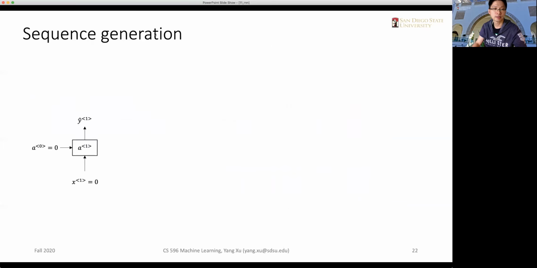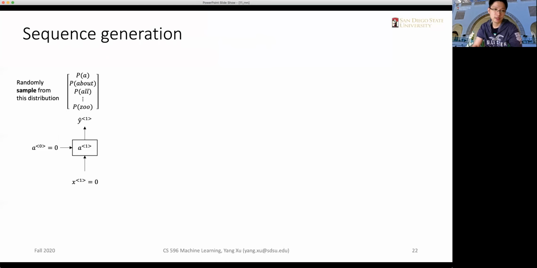So if we look at what a language model can do, it can help with sequence generation. For example, when the language model is trained, we can use some initial inputs to generate the first word. We have seen this in the previous example, where we have y hat 1. We can randomly sample from this distribution to generate a sentence from scratch.